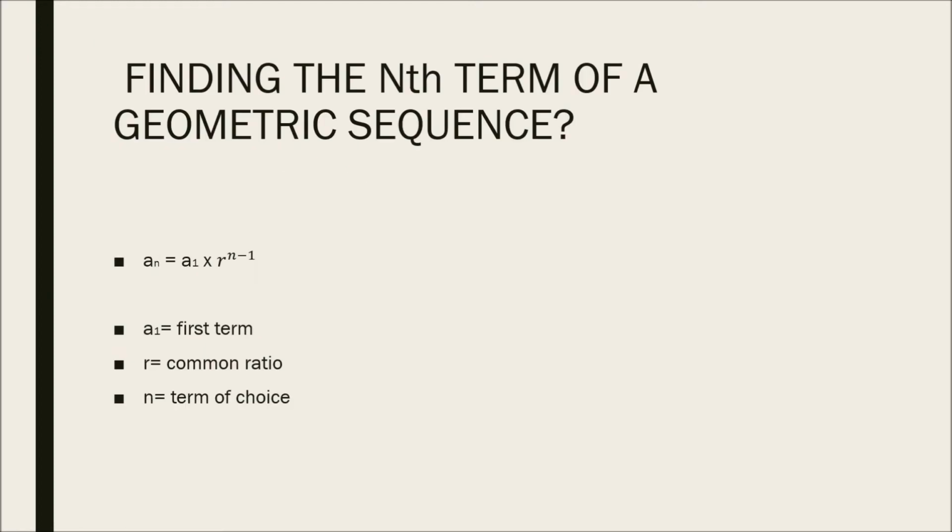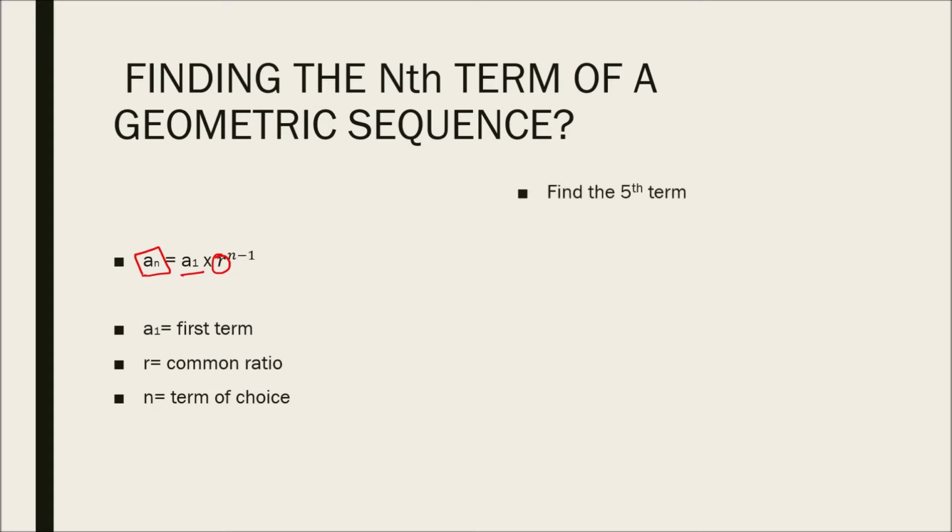Finding the nth term of a geometric sequence. Before we dive into finding the sum of terms, let's review finding the nth term. What is the formula for finding the nth term of a geometric sequence? It's very simple. an equals a1 times r to the power n minus 1. a1 is our first term, r is our common ratio, and n is the term of choice, whether it's the fifth term, the second term, whatever you want.